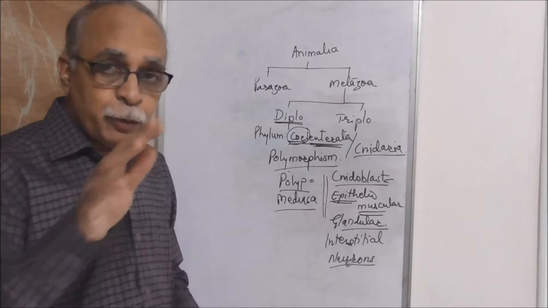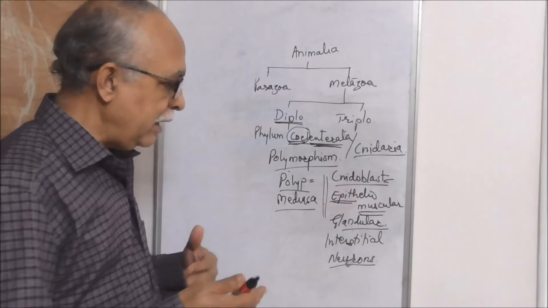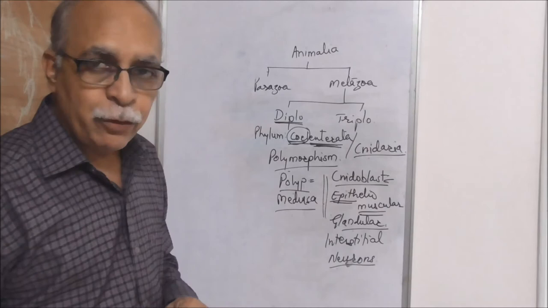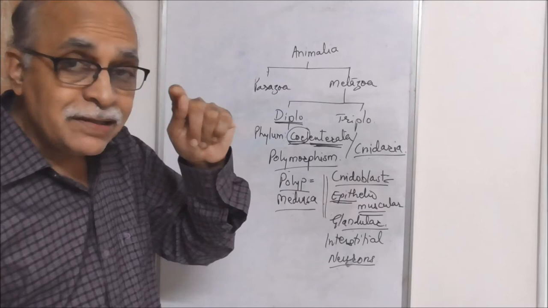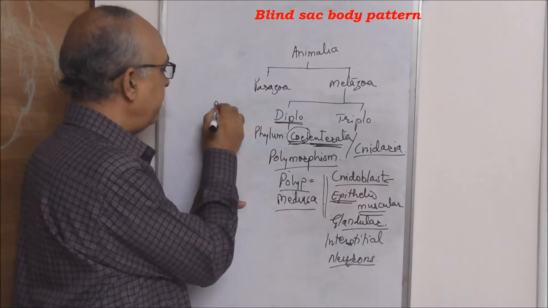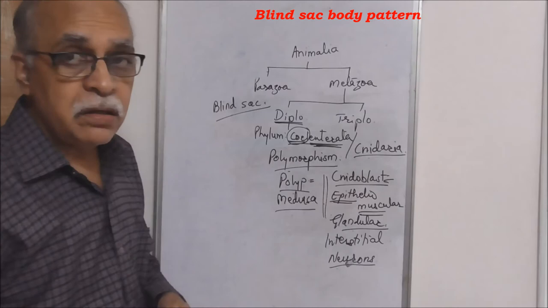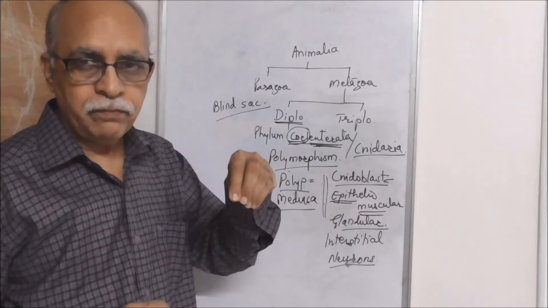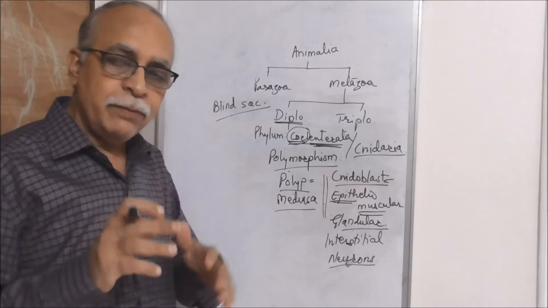Now, the life processes, if we just go through: respiration by the general body surface, every individual cell can give out and take in the essential gases. Nutrition with the help of coelenteron, there's a single central opening that leads to the coelenteron, and because of the single opening to that cavity, this is also described as a blind sac body pattern. It's a blind sac, there's only one opening, there's no other outlet to it. That helps in nutrition, that helps in circulation as well. That's why gastrovascular cavity, as we discussed.